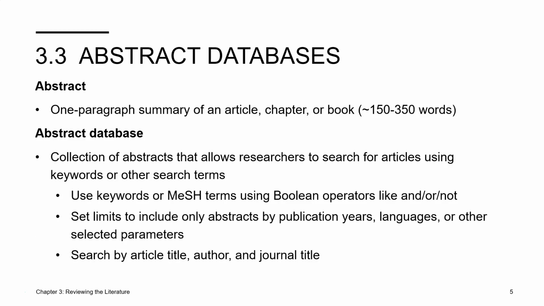Section 3.3 covers abstract databases. So what is an abstract? An abstract is a one-paragraph summary of an article, chapter, or book. So this is the whole research paper condensed into a short format of about 150 to 500 words. And an abstract database is a collection of these abstracts, and it allows researchers to search for articles using keywords or other search terms.